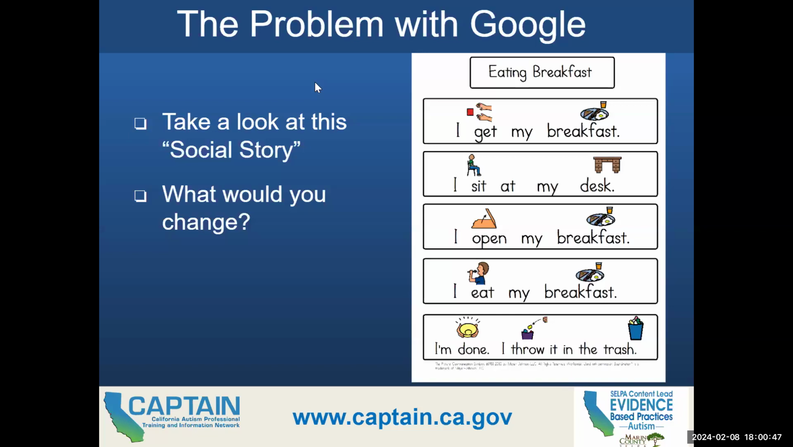So maybe we might want to say, instead of just "I get my breakfast," we could say, in the mornings I come to school. Many of my friends eat breakfast at this time. I like to eat breakfast at this time too. Do you see what I've done here? I've added those descriptive sentences, and then I can say, and I get my breakfast.